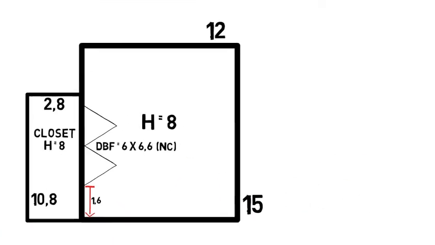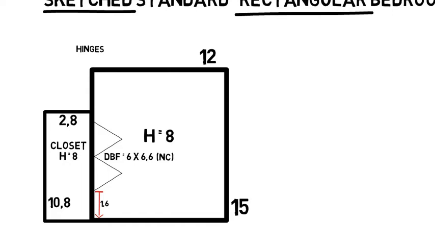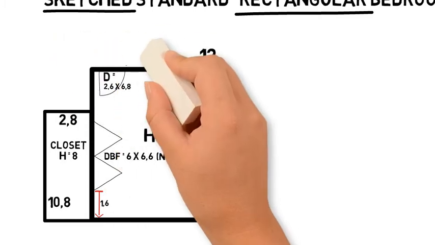Time to sketch a few more items. Let's do a standard door. You start with a straight vertical line at the hinges, and you close the drawing with a curved line starting at the end of that vertical line and ending at the doorknob. Place the D, then the measurements. This happens to be a standard door measuring 2.6 by 6.8.